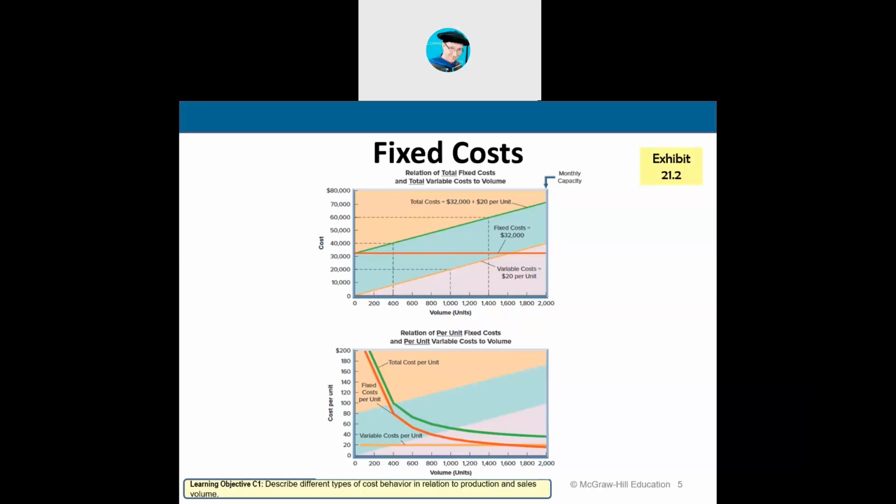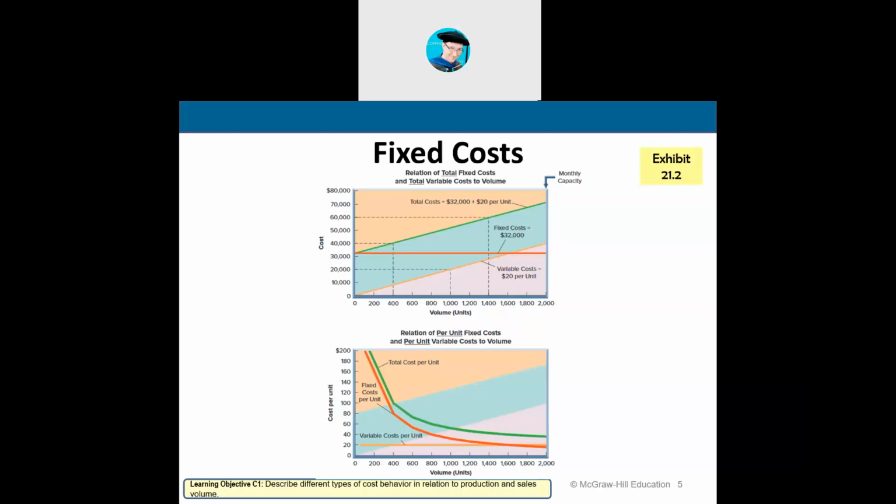So my variable costs remain the same. My fixed costs on a per unit basis decrease with the level of output. What do I mean by that? Let's take a look at the supervisor's salary. If I say my supervisor's salary is $32,000 and I tie that salary to the units of production, the fixed cost per unit will decrease the more I'm producing.